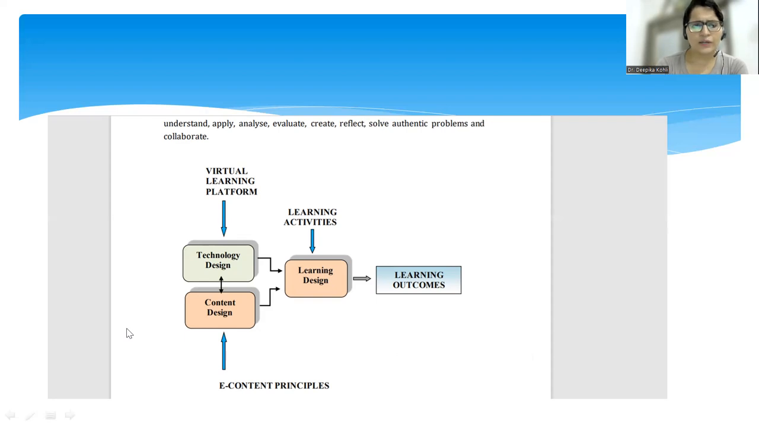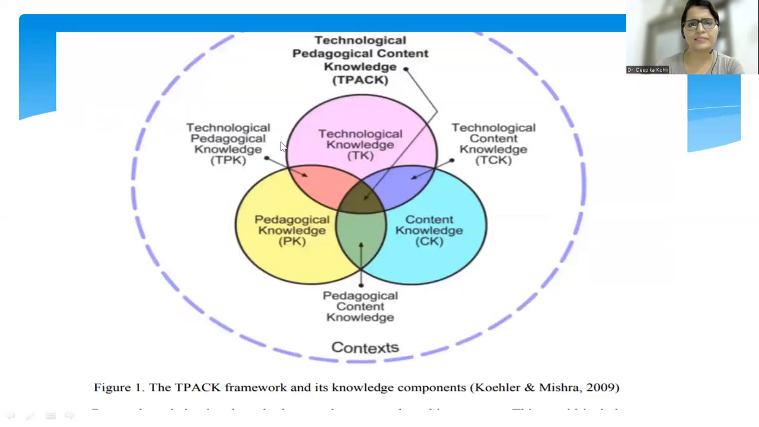So this is just e-content principles. We have technology design, where we can use virtual learning platforms, and content design, where we are using e-contents. For content, we need to follow e-content principles. The content should be short, interesting, innovative. It should move from easy to complex, right? Then learning design means we need to design or arrange some learning activities. And these all lead to learning outcomes. It's an e-learning framework. These are the components.